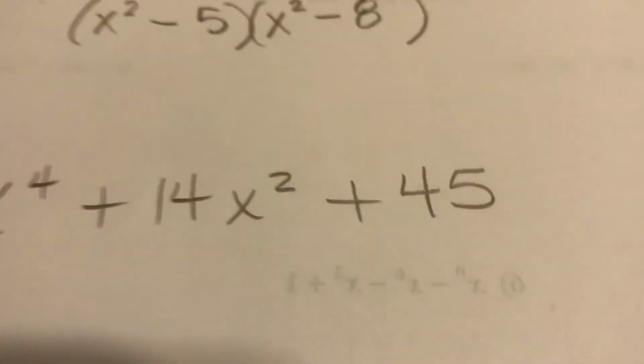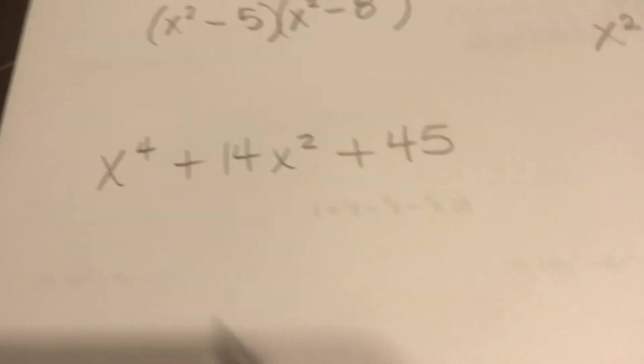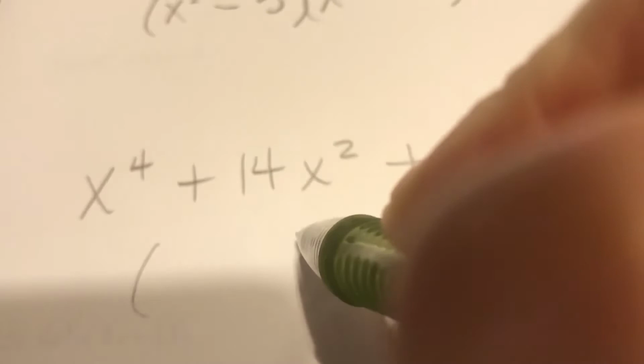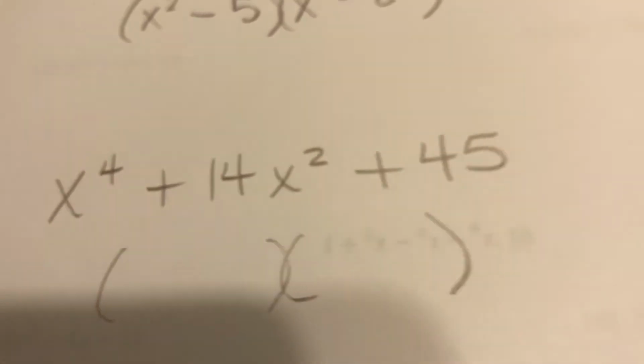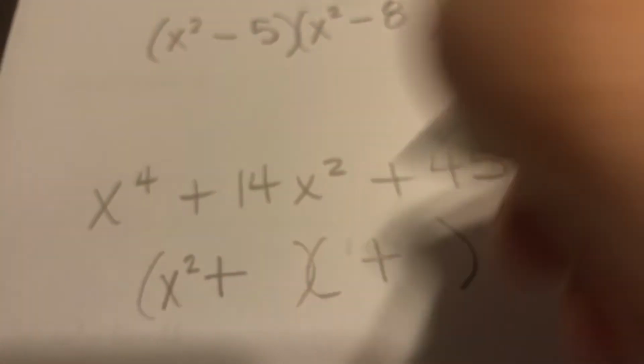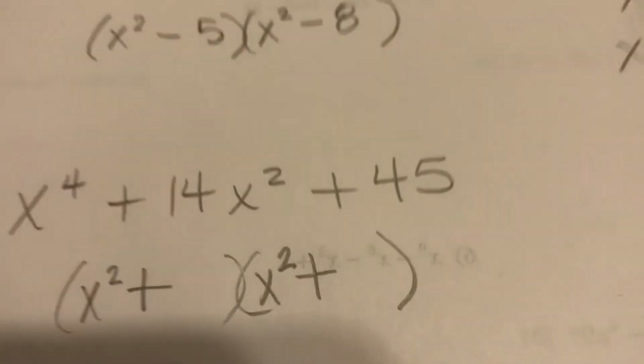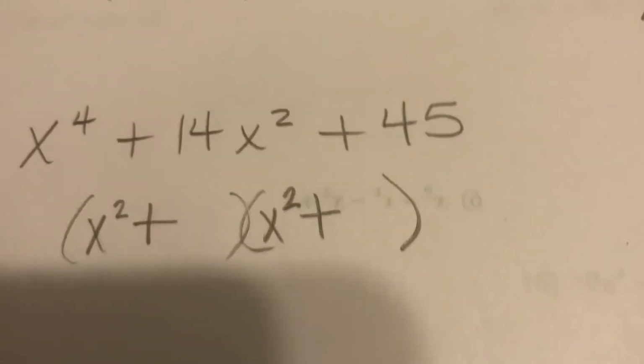Okay? And for the last one we're going to do today, this is just a regular trinomial, even though it has that x to the fourth. So I'm going to start with my parentheses for my two binomials. It's a positive positive, so I know I'm going to have plus plus in my parentheses. The square root of x to the fourth is x squared, so I'm going to split that up. And then I need two factors of 45 that make 14.